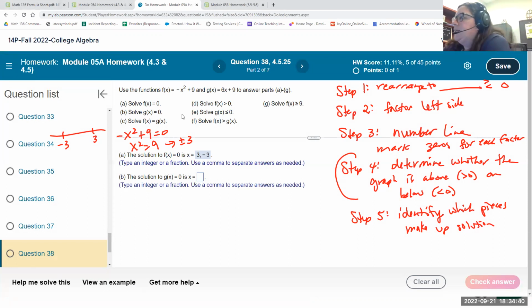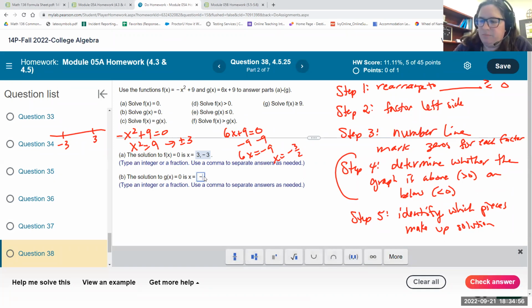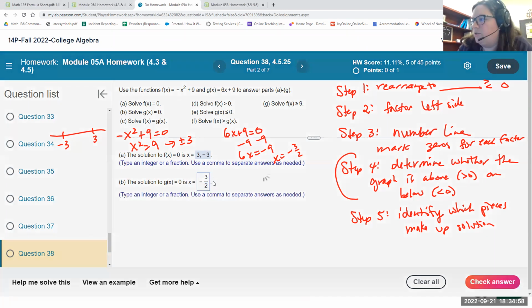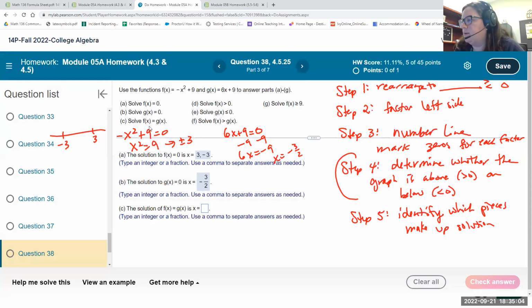So g of x equals 0. Again, that's just an equation that you're solving. So that's going to be -9/6, which is -3/2. Those first ones should be just the old process that you already know how to do from previous courses, or previous sections. F of x equals g of x.